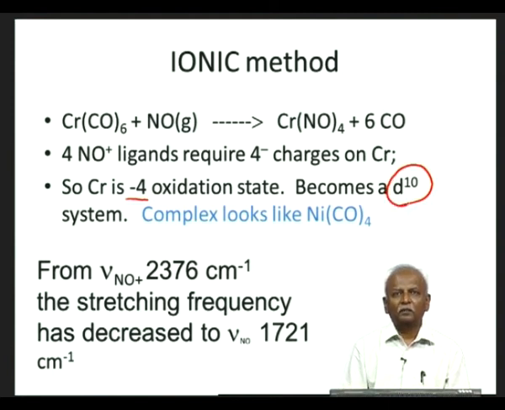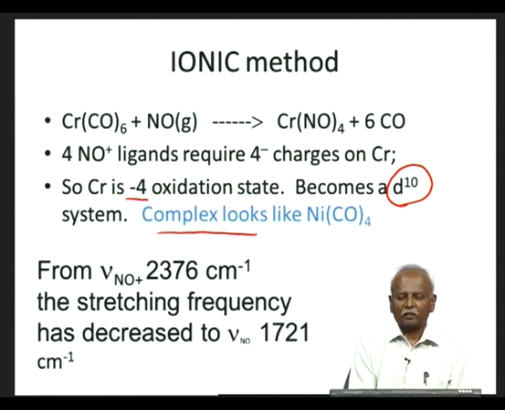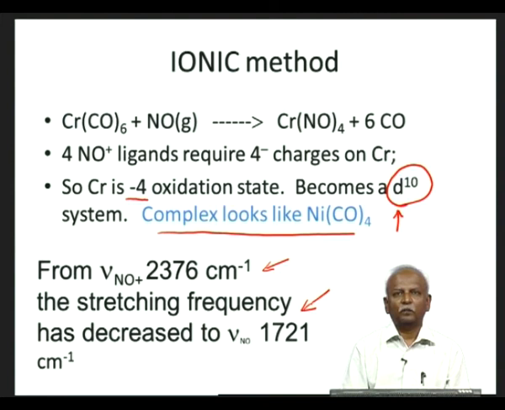You will notice that the 4 negative charges on the chromium seem quite unlikely, and that is why the ionic method is a bit clumsy in this particular instance. But because you have a complex which looks like Ni(CO)4, the assumption of a d10 electronic configuration of the metal is not unreasonable. And you will also notice that the stretching frequency of NO plus, which was 2376 cm^-1, has reduced to 1721 cm^-1.